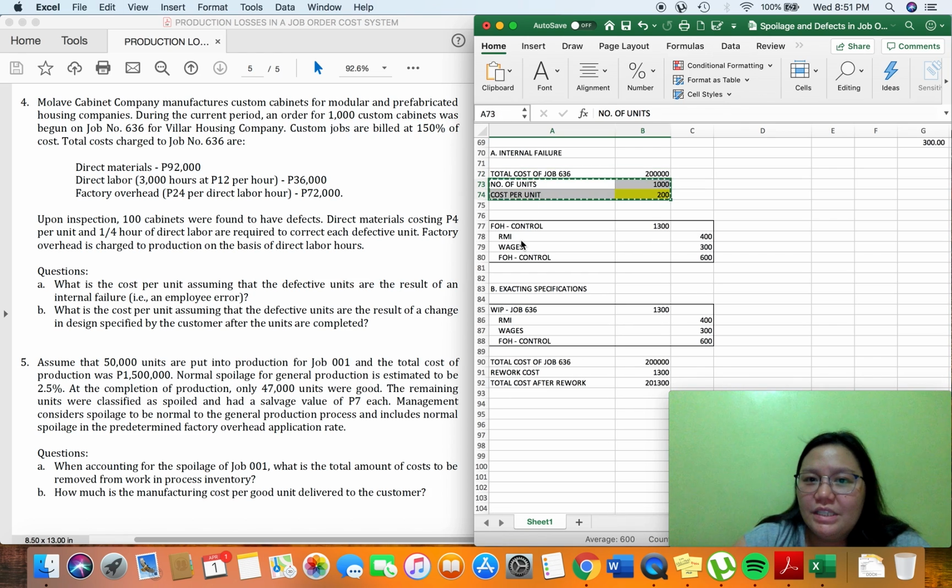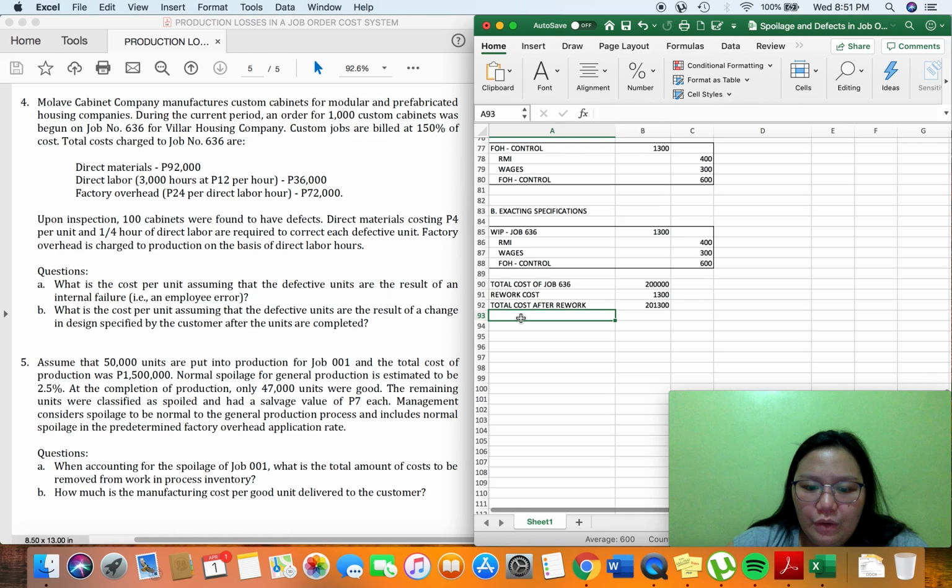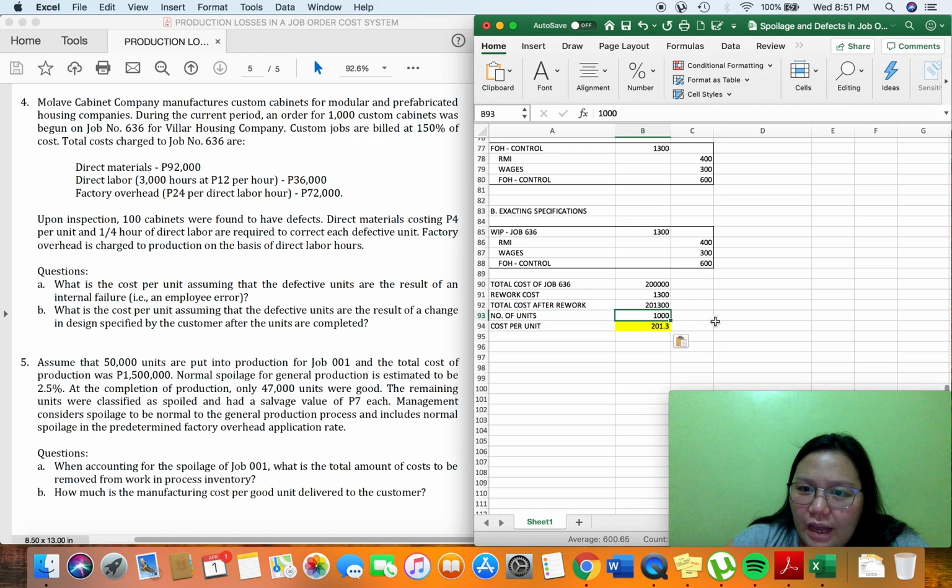Of course, the number of units will not change, di ba? So we will still deliver 1,000 units to our customer. So we have 1,000 units. So 201,300 divided by 1,000. The cost per unit after the rework is now at 201.3.